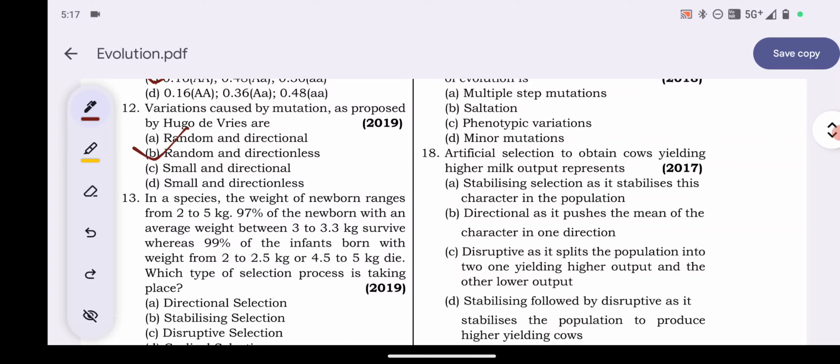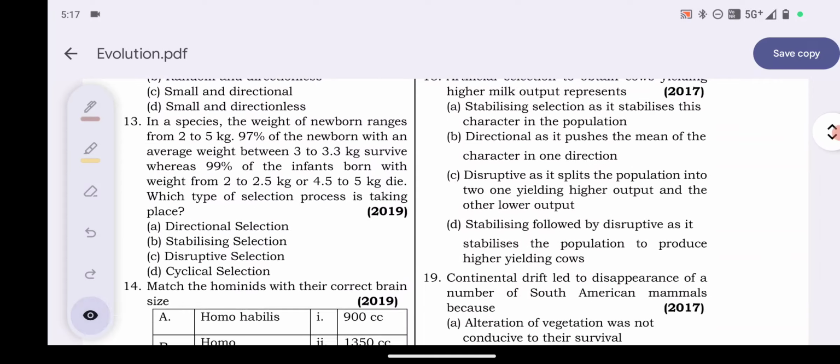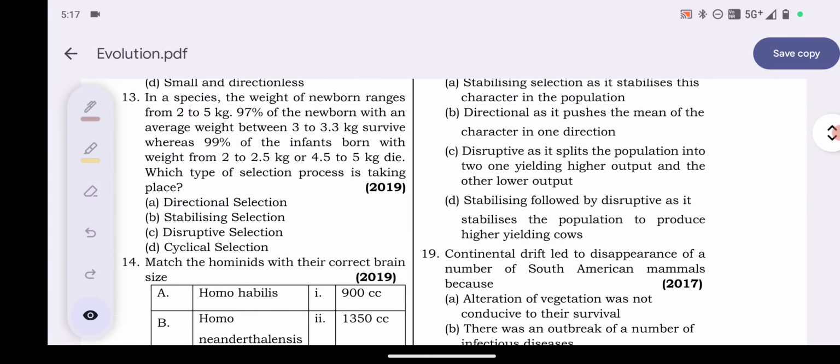Explanation: Hugo de Vries claims that mutations are random and directionless. De Vries felt that mutation was the origin of speciation. Thus he coined the term saltation, that is single step large mutation. So B option is the correct answer. Next question, question number 13.